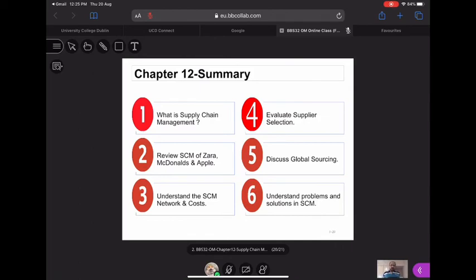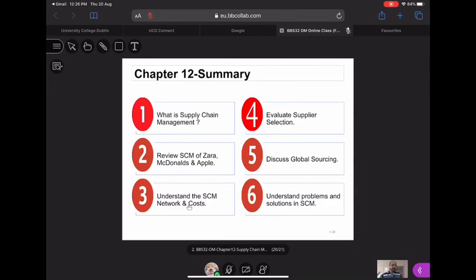So let me summarize what I covered today. Number one, I told you what supply chain management is. It is the movement from raw material all the way to finished goods and services that reaches our customer. So this entire process is called supply chain management. I also covered 3 examples of supply chain management of companies: Zara, McDonald's, and Apple.